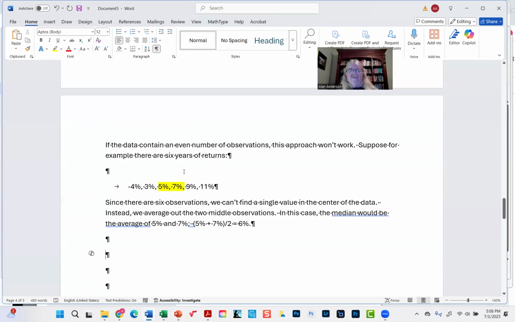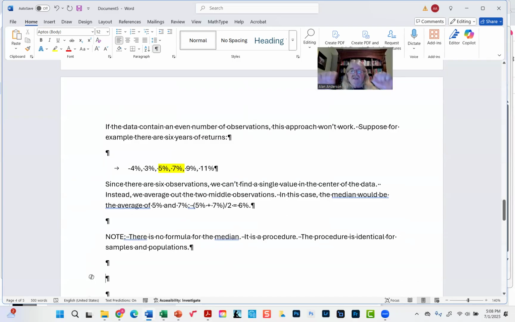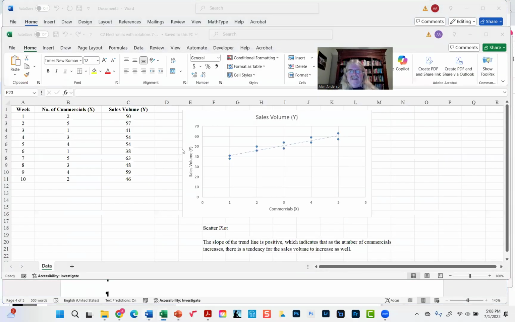So I would like to point out here, note, there is no formula for the median. It is a procedure. And secondly, the procedure is identical for samples and populations. So you notice I didn't write down any symbols or anything like that because it's a process. It's not a formula.